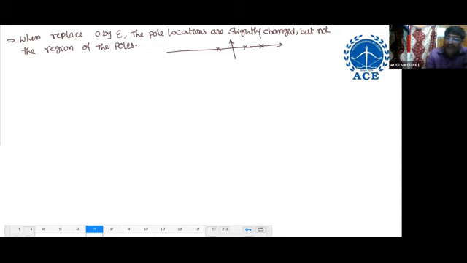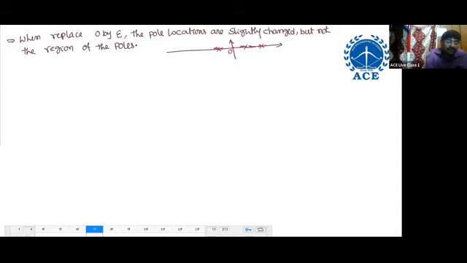So this pole location changes very slightly. It is not that it jumps from left side to right or right side to left. The poles never jump from right to left. Only a very slight movement will be there. That's all. Okay?